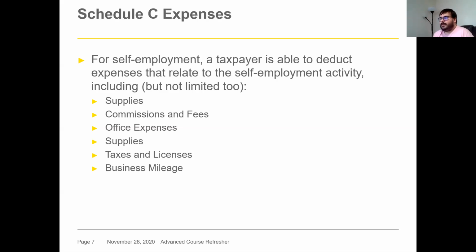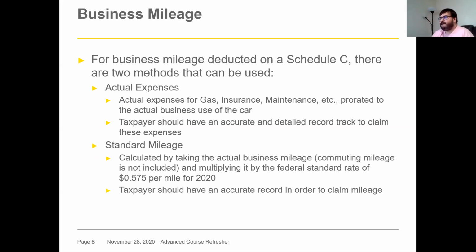All right, going back into this topic. For business mileage, you can deduct business mileage on a Schedule C, and there are two methods you can use. You can use actual expenses, so you would take all the costs for gas, insurance, and maintenance and prorate it by the actual use of the car. But you need to have very accurate and detailed records in order to claim these expenses.